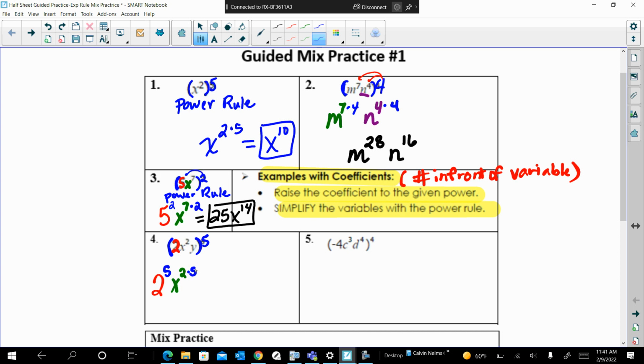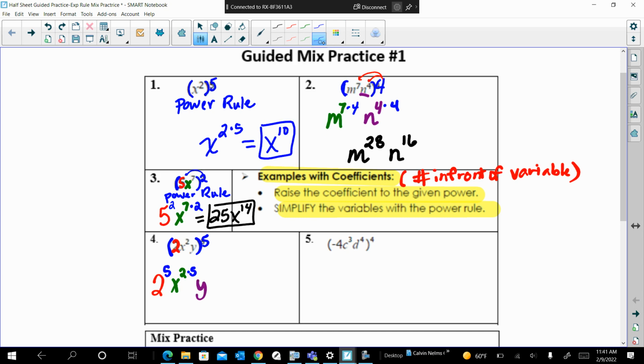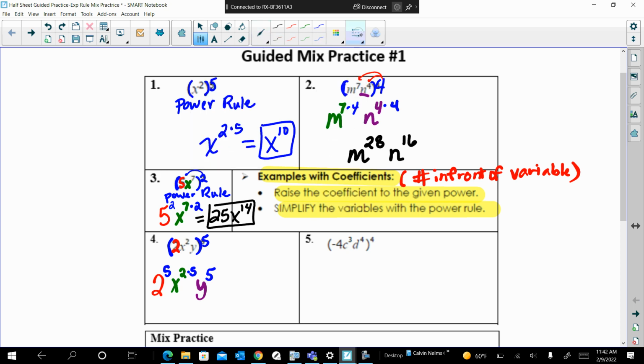And the y, which is the next variable, doesn't have an exponent, so we raise it to that power. So the y now has a power of 5. Now we simplify this. What's 2 to the 5th power? Yeah. So this comes out to be 32 x to the 10th power, y to the 5th power.